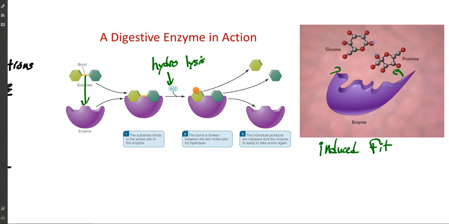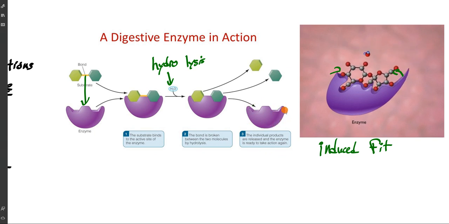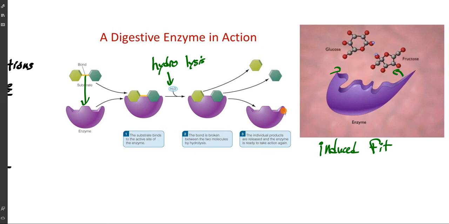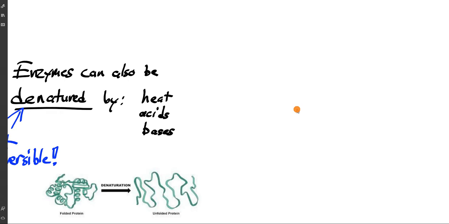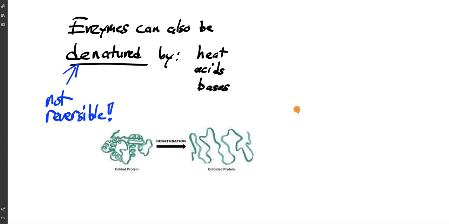Once we've broken it into two pieces, those two pieces are now ejected, and the enzyme can do its job again. Enzymes can do their job remarkably fast, thousands of times per second. Something that might take days to do naturally could happen in just a tiny fraction of a second with an enzyme. The enzyme is ready to go again over and over and over as long as that substrate is available. But those enzymes can be broken.